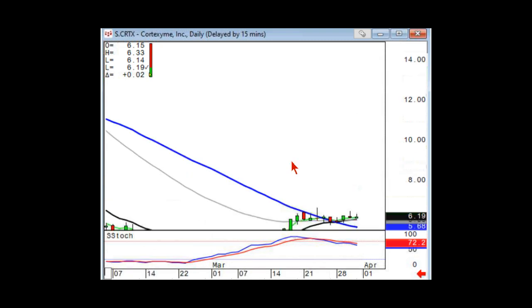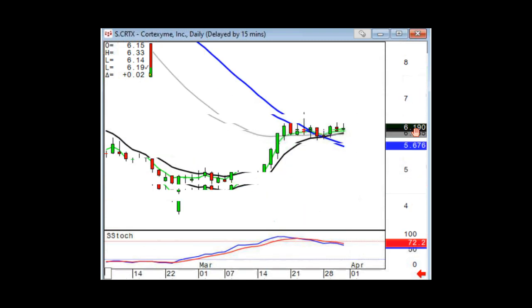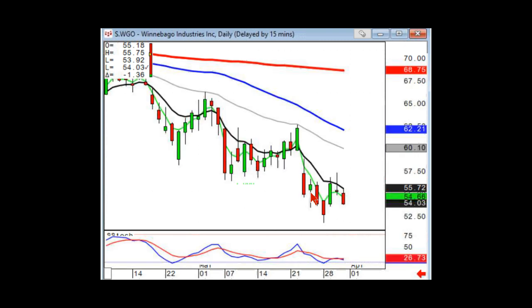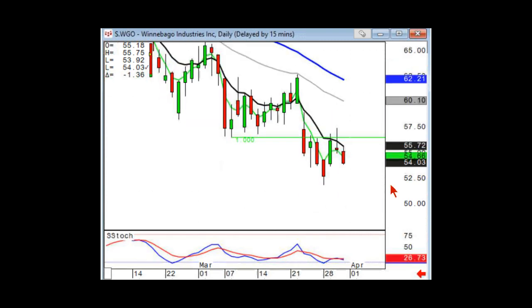CRTX, there it is. If this opens lower and trades lower tomorrow, close it out. Then you don't pay attention until it comes back up through this level. Winnebago, started back down again. I covered it when it came up through this level. Now you could get ready to go short because of that kicker signal. Now an evening star signal failure at the T line.